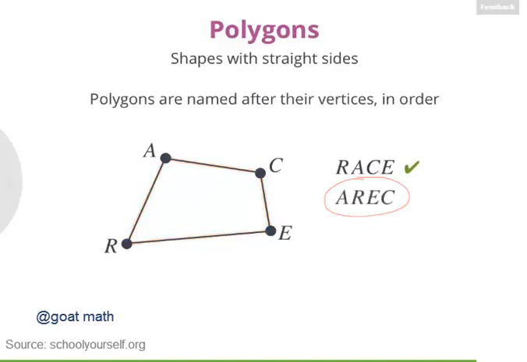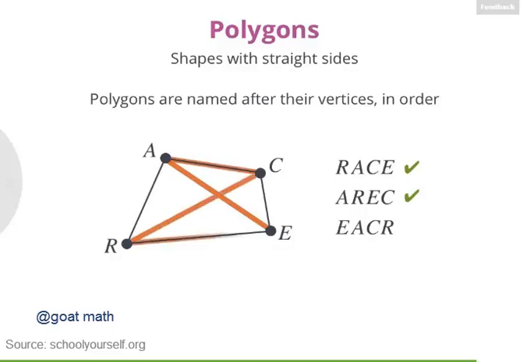What about AREC? Well, if we start at A, go to R, then to E, and then to C, and then back to A where we started, we again have our quadrilateral. So this is another name for our polygon. But what about EACR? Well, let's start at E and go to A, and then to C, and then to R, and finally back to E where we started. So this is not our quadrilateral. It's the same 4 vertices, but in the wrong order. So EACR is not a correct name for this quadrilateral.